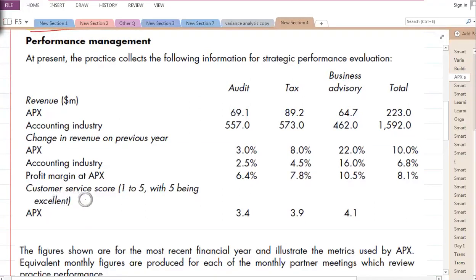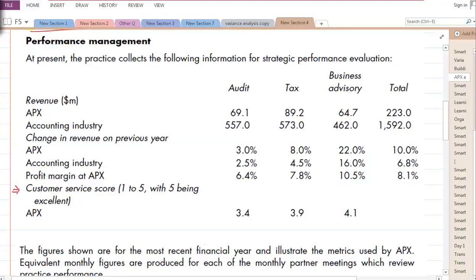We actually have customer services score 1 to 5, with 5 being excellent and 1 being the worst. So let's say, for example, we're asking our customers how was our service? Categorize it from 1 to 5, where 5 means excellent, right? And we can see that APX for audit, we're getting 3.4, for taxation, we're getting 3.9, and business advisory, we're getting 4.1. Okay.